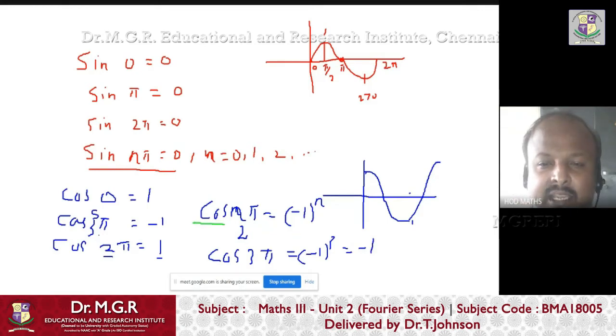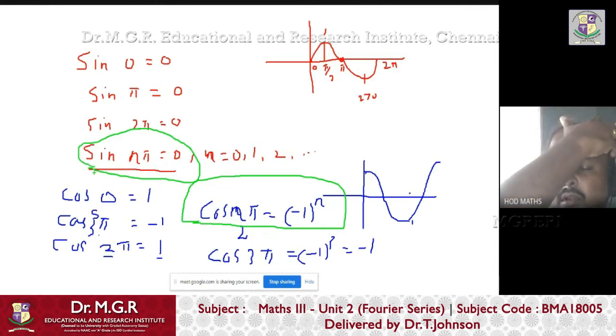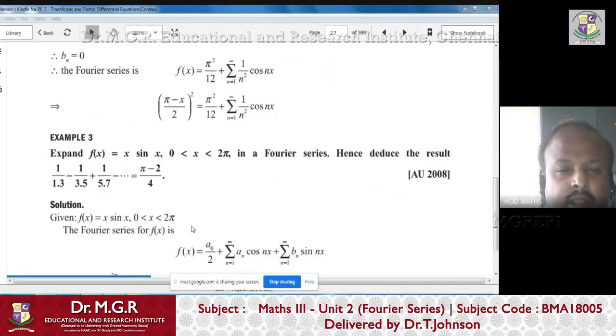So in general we can write cos n pi as (-1) to the power n and sin n pi as 0. So sin n pi is 0, and cos n pi takes alternate values, so it is (-1) to the power n. Whenever n is even, its value is +1. Whenever n is odd, its value is -1. You have to keep this in your mind before moving to the problem.